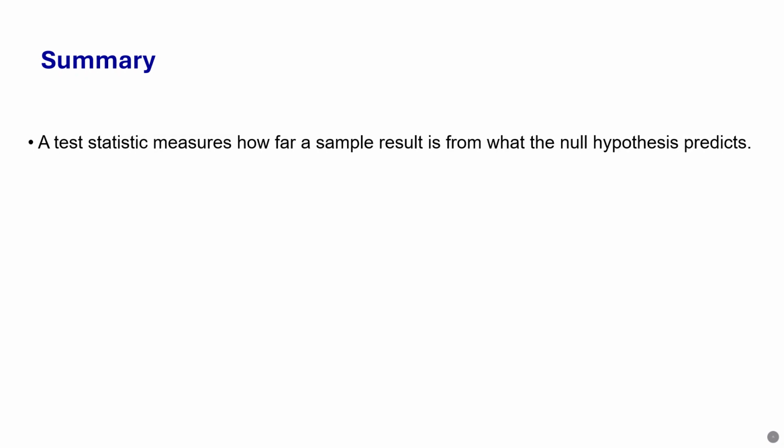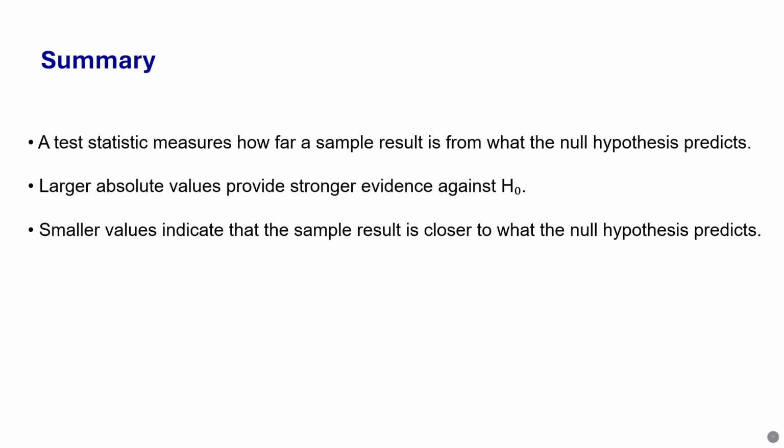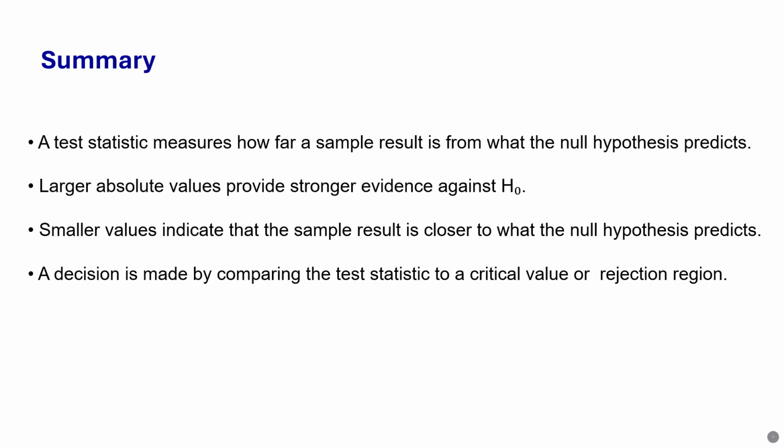To summarize, a test statistic measures how far a sample result is from what the null hypothesis predicts. Larger absolute values provide stronger evidence against the null hypothesis. Smaller values indicate that the sample result is closer to what the null hypothesis predicts. By comparing the test statistic to a critical value or rejection region, we can decide whether to reject the null hypothesis or fail to reject it.